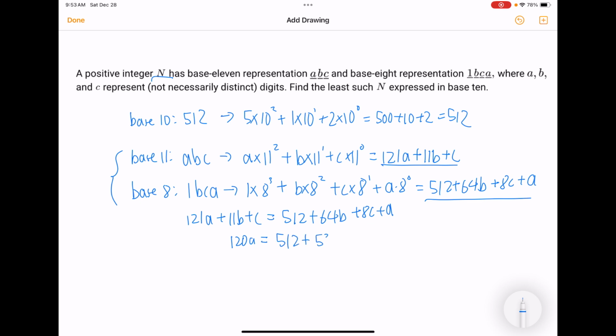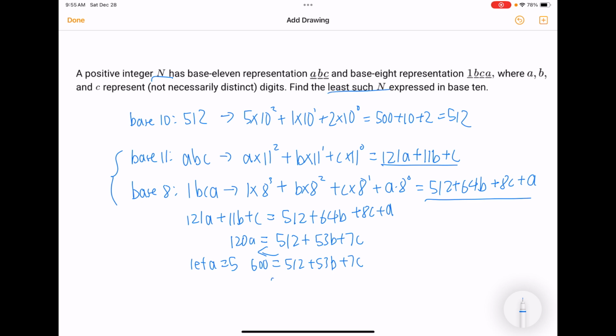plus 53B plus 7C. Keep in mind that A, B, and C all have to be positive integers. And A must be greater than or equal to 5 because once we subtract 512 over, it cannot be a negative number. So let's just let A be equal to 5. That means we have 600 is equal to 512 plus 53B plus 7C. We're going to start with 5 because it's asking us to find the least such n.